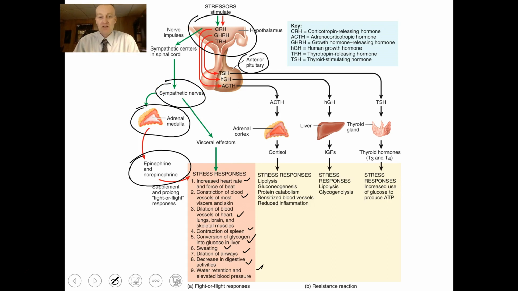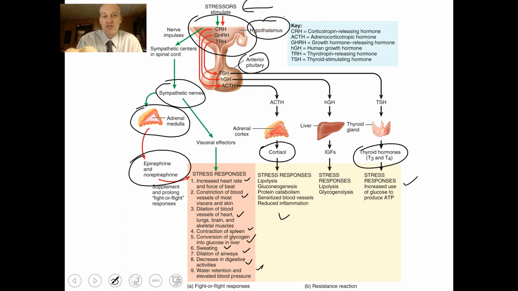So in longer term stress responses, we can have the production of cortisol. We can also have the production of thyroid hormones. These are going to increase the use of glucose and produce ATP. In the long-term stress response, we can reduce inflammation. Maybe that's happened when we've broken an arm or done something that's very damaging to us. And so all of these things are regulated, of course, by stressors that stress the hypothalamus to release releasing hormones.